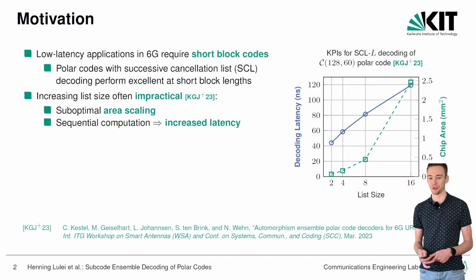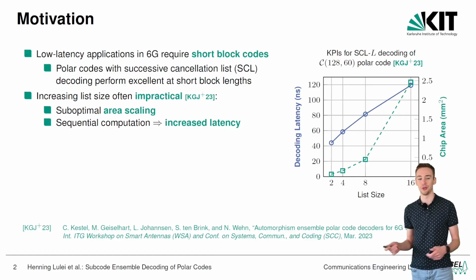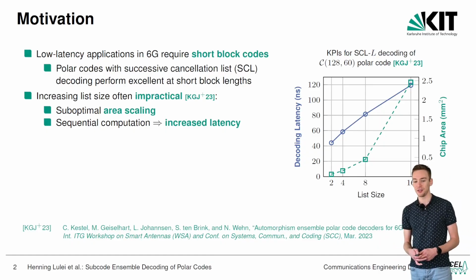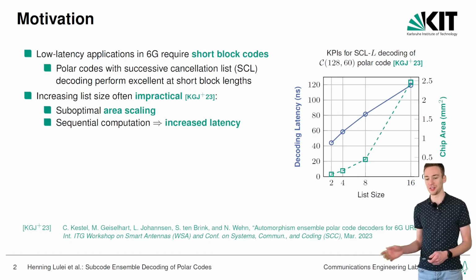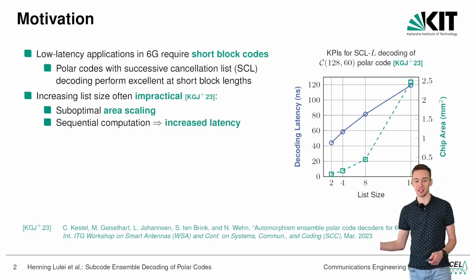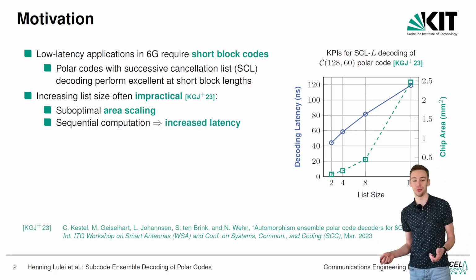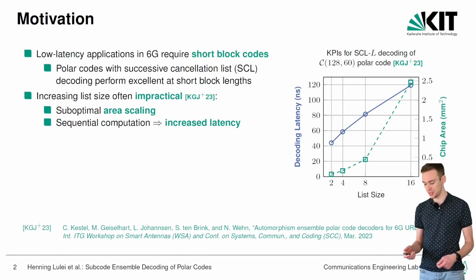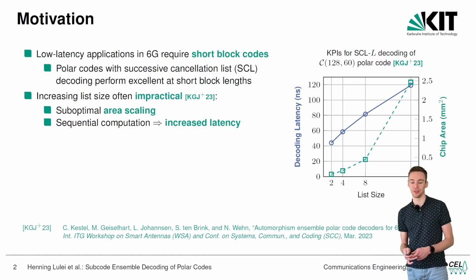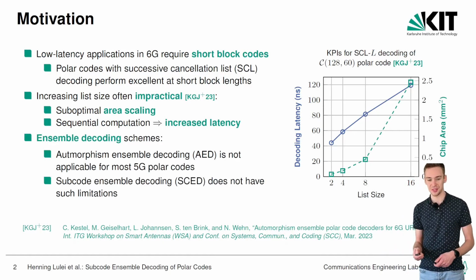This is not always beneficial, as we know, because we need low latency applications. And we can see right here on the right hand side that with list size on the x-axis, the chip area and the decoding latency scale dramatically. Ensemble decoding schemes are another option to use, which try to limit these negative consequences of increasing performance.